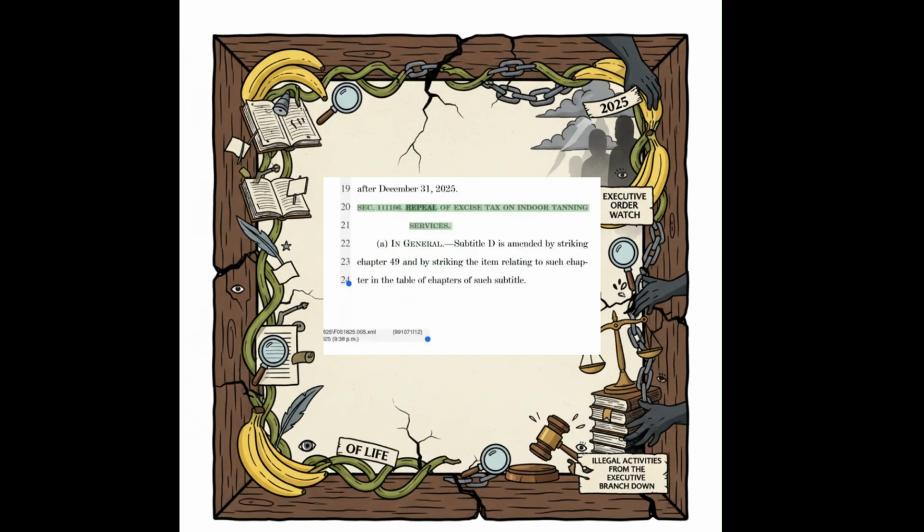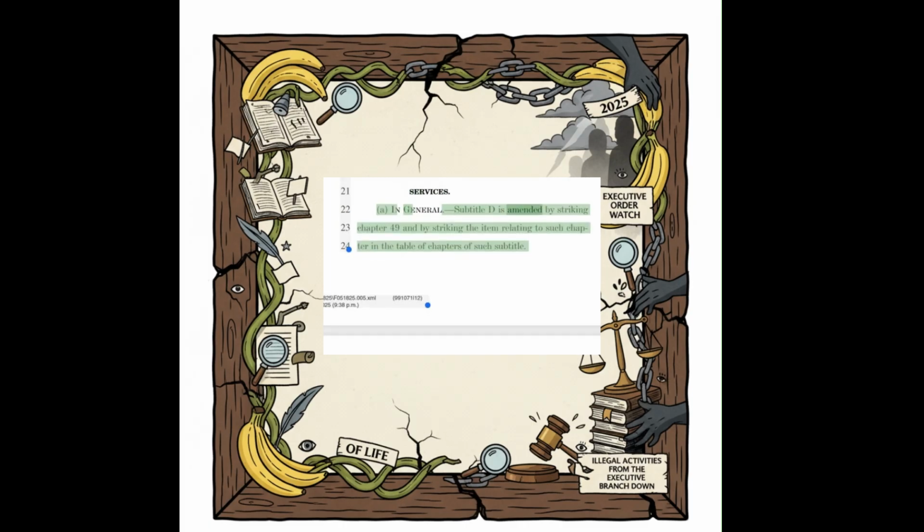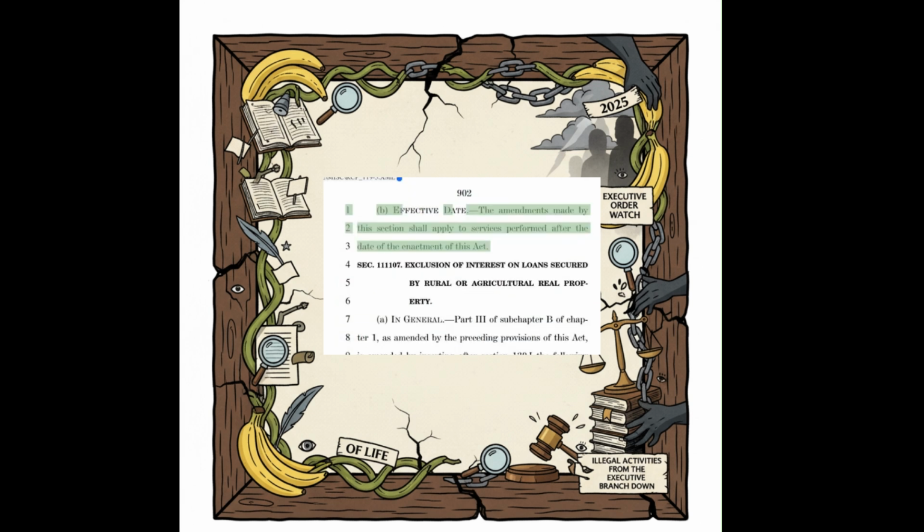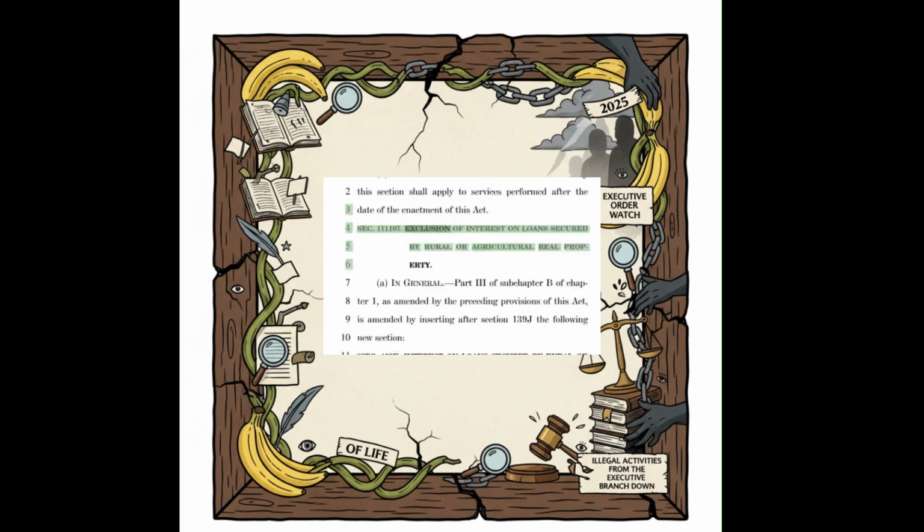SEC 11106. Repeal of excise tax on indoor tanning services. Subtitle D is amended by striking chapter 49 and by striking the item relating to such chapter in the table of chapters of such subtitle. The heading of section 6041 is amended by striking "$600" and inserting the appropriate heading. Effective date. The amendments made by this section shall apply to services performed after the date of the enactment of this Act.